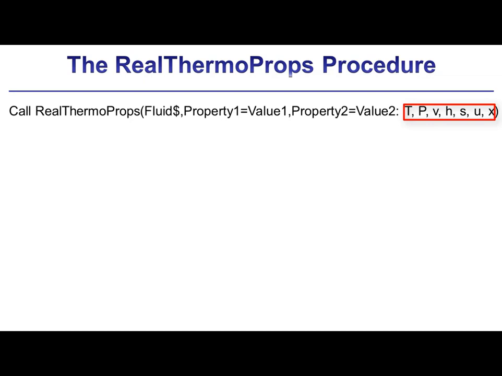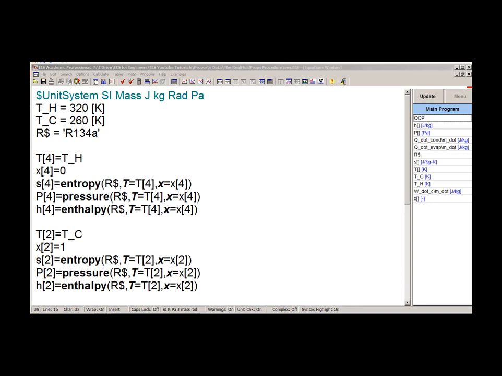So the RealThermoProps procedure returns as outputs the temperature T, pressure P, specific volume V, specific enthalpy H, specific entropy S, the specific internal energy U, and then quality, and it does that in this order. The procedure provides a coding shortcut that requires the user to enter many fewer lines of code into the equations window in order to determine multiple property values at a single state.